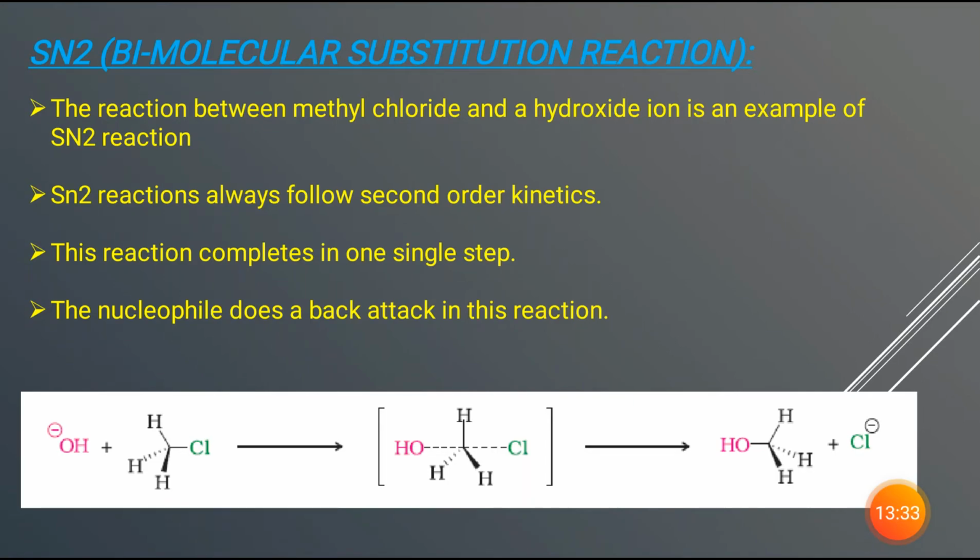Once this OH minus attacks, you see carbon is making 5 bonds. Is it possible? No. From class 10 we have been studying that carbon cannot make 5 bonds. So what happens? The moment OH minus attacks, this Cl comes out as Cl minus. The second compound which you can see is called the adduct or the transition state, or we can say intermediate. So this will rearrange itself and this Cl minus will come out, giving you this alcohol. So this is a two-step reaction. First step is the formation of the adduct or the transition state. Second step is the coming out of the halogen as the Cl minus ion.